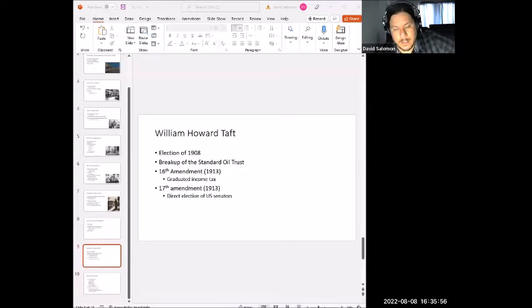Okay, so in the election of 1908, you're going to see a new progressive president getting into office. Theodore Roosevelt had already served 2 terms, and so you're going to eventually see the election of William Howard Taft. Okay, so William Howard Taft is going to be elected into office.